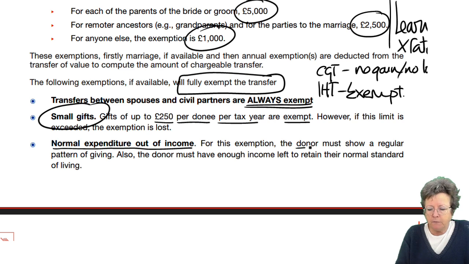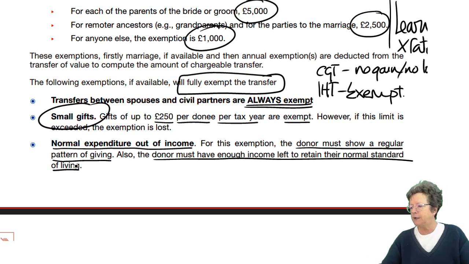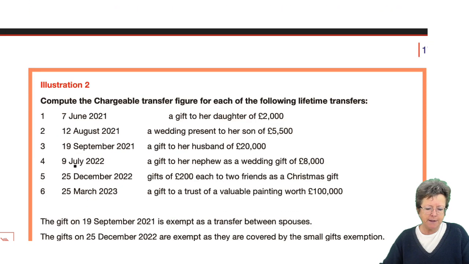The donor must show a regular pattern of giving and must have enough income left to retain their normal standard of living. That's really, really important. So these exemptions, let's have a look with this illustration.